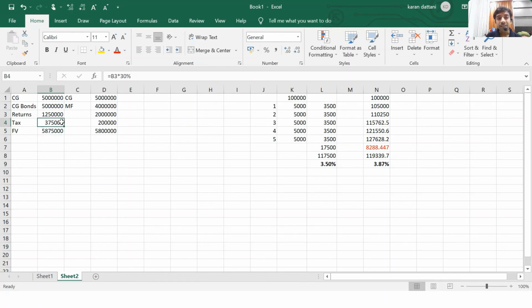I have assumed a tax rate of 30%. You apply whatever your tax rate is. You might be in the zero tax rate, so you will get the full amount over here.